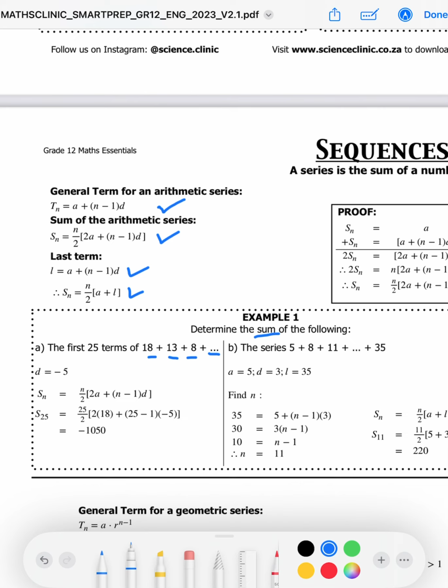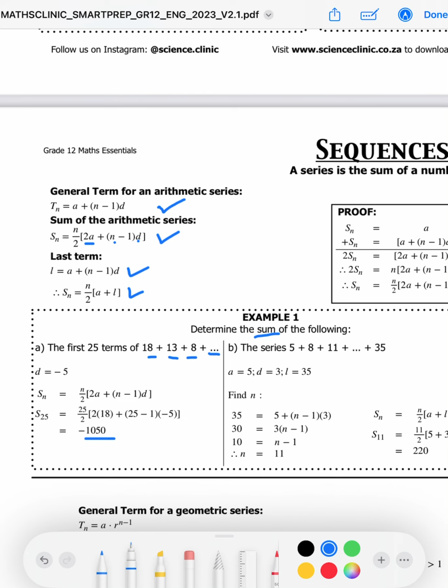Okay, what do we need to sum the series for the arithmetic? We need the first term. We need to know how many terms we're summing, in this case 25. And then we need the constant difference. In this case, I've already said that the constant difference is 5, but actually it's negative 5 because we are decreasing. And then you put those things into the formula, and you'll have that the sum will be minus 1050. So literally just putting in those things, which is the difference, the number of terms you're summing, and also the first term being 18.